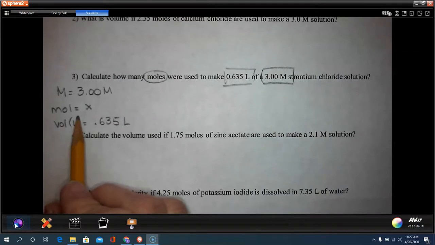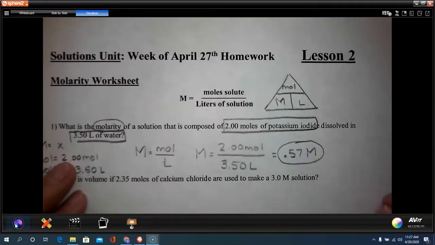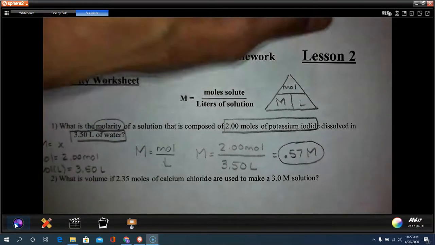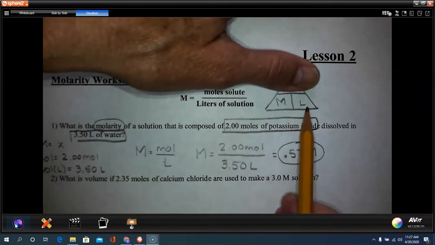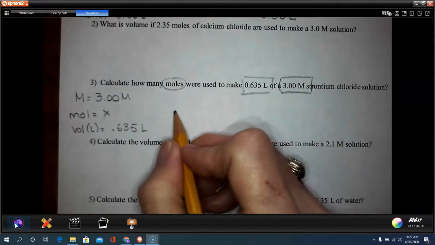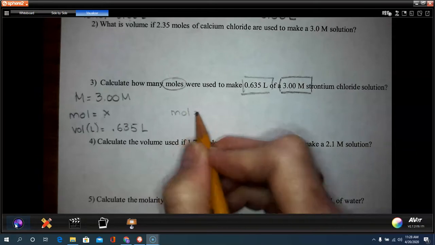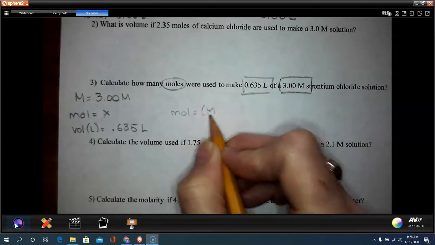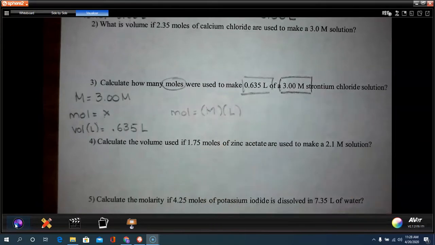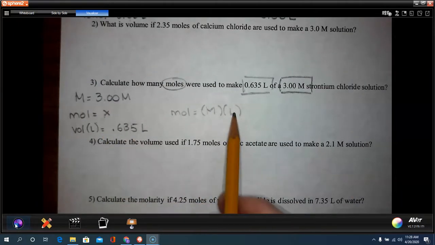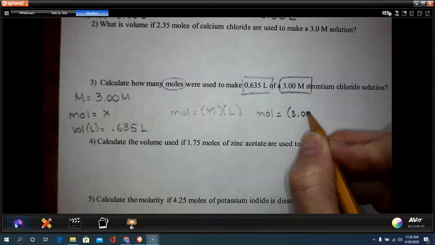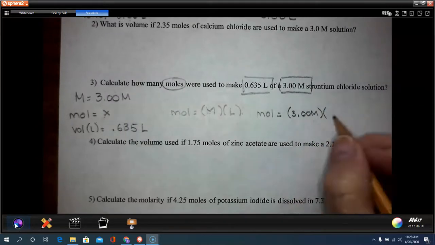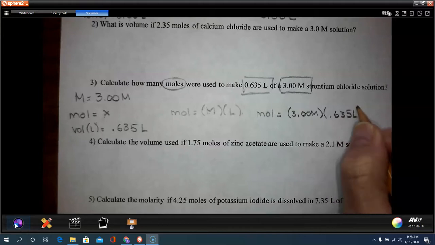Okay, so this time instead of finding molarity, we're going to be finding moles. So let's go back up here to our triangle. Okay, we're looking for moles, so I'm going to cover up moles. And how do you calculate moles? It's molarity times liters. So we're going to use that formula here. Moles is equal to molarity times liters. So I'm going to plug in my numbers for my variables. Moles is equal to 3.00 molar times 0.635 liters. So let's do that math.